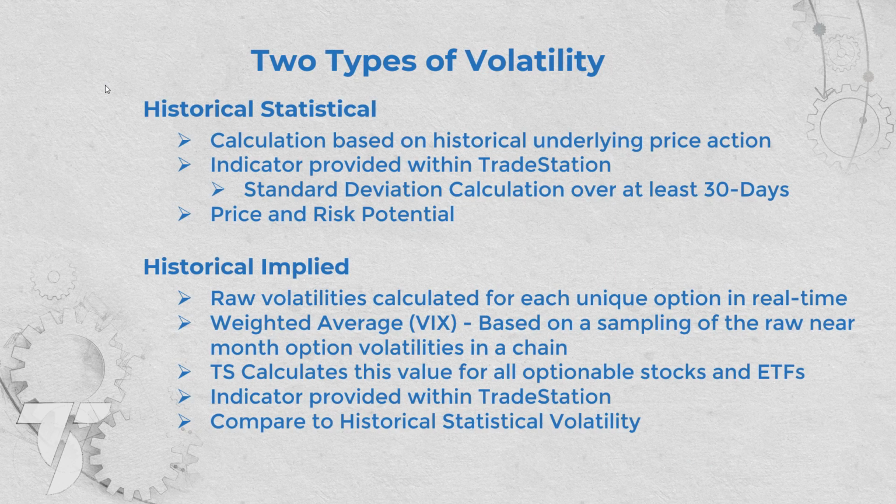So I think the important thing to get here is that there are two types of volatility that options traders look at. First, we look at historical statistical volatility, which is based solely on the price movement of the underlying asset. That calculation uses a standard deviation method, usually looking at 30 historical daily bars to estimate an annualized price potential, or if you think about it, maybe the potential risk of the underlying asset for a specific period of time. And in TradeStation, that calculation is an indicator, which is called volatility standard deviation.